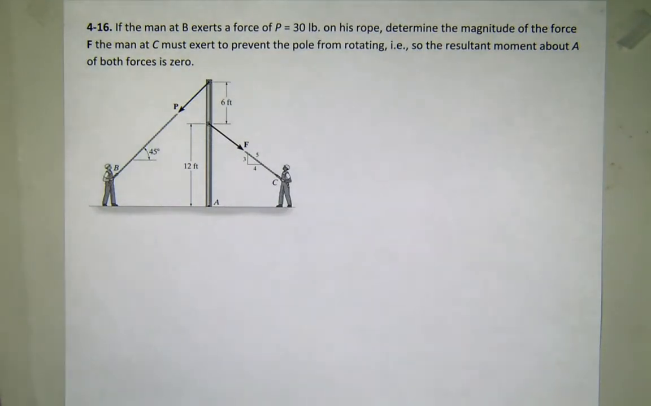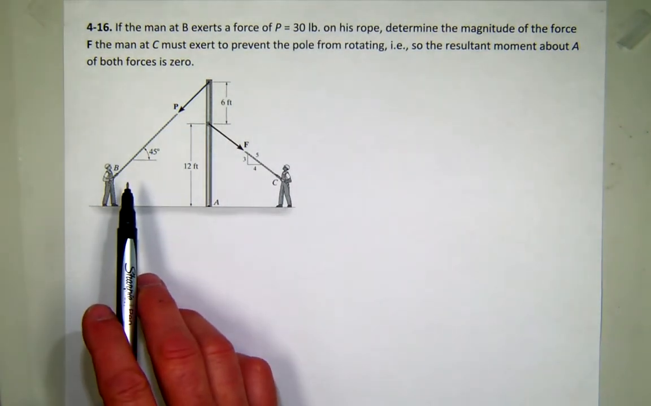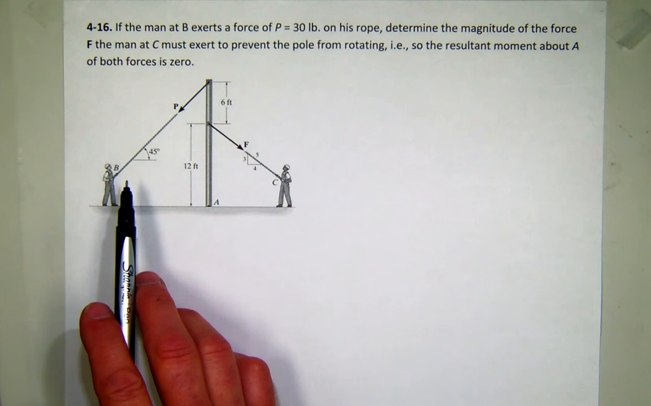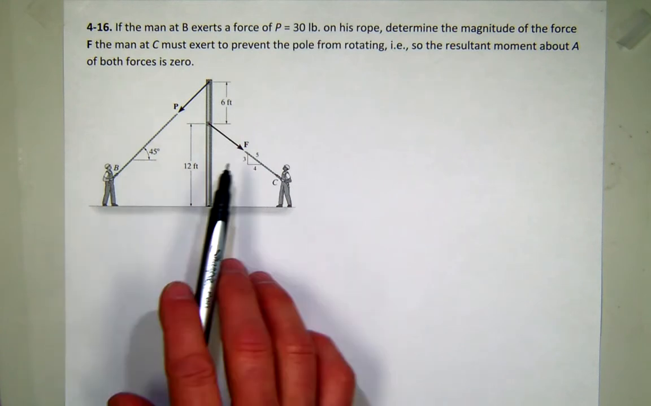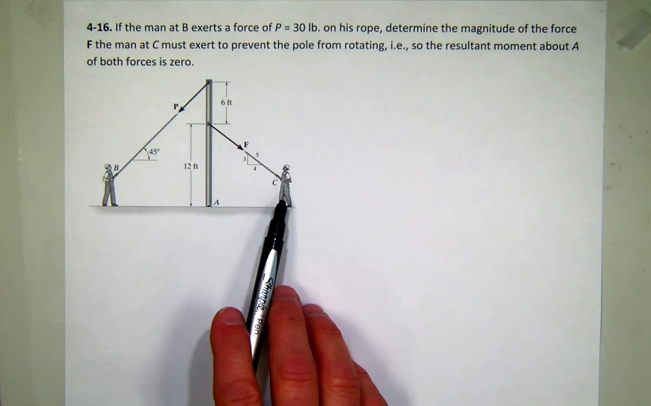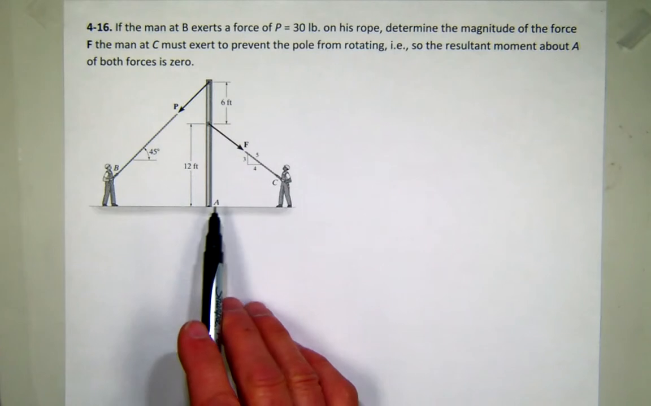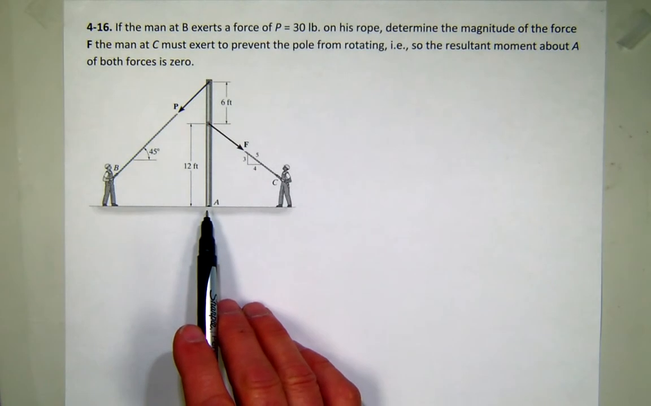Okay, so let's see what this problem asks for. We've got a man here at B, and he's pulling on this cable at 30 pounds, and we want to determine the magnitude of the force F that this man over here at C has to exert to keep the pole from rotating, which means the resultant moment about A is 0.